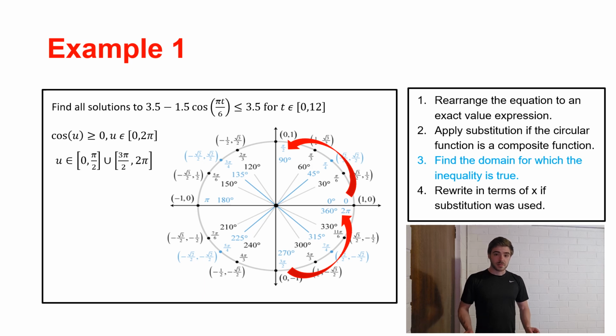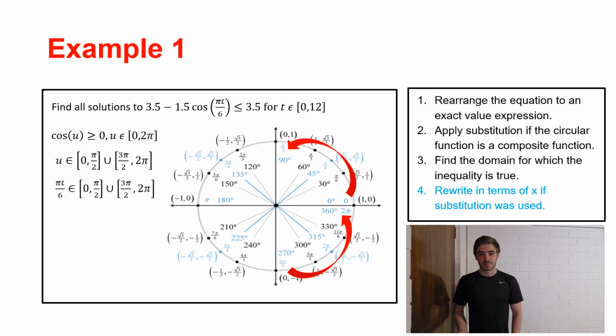But we aren't done yet. We used a substitution, which means now we have to get everything back in terms of t rather than in terms of u. We do that by replacing every u that we see with what it was previously in terms of t, and then rearranging to get t on its own. We do this for all of our values in the domain, and basically all that boils down to is just multiplying everything by 6 and dividing by pi.